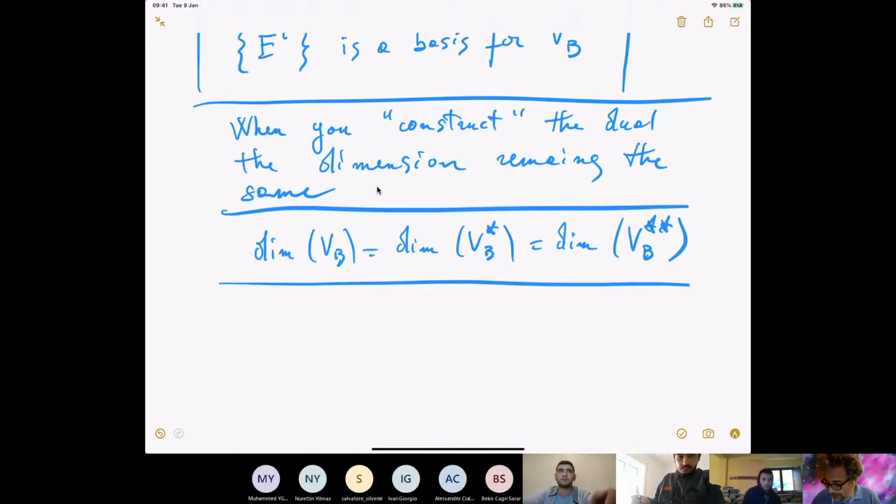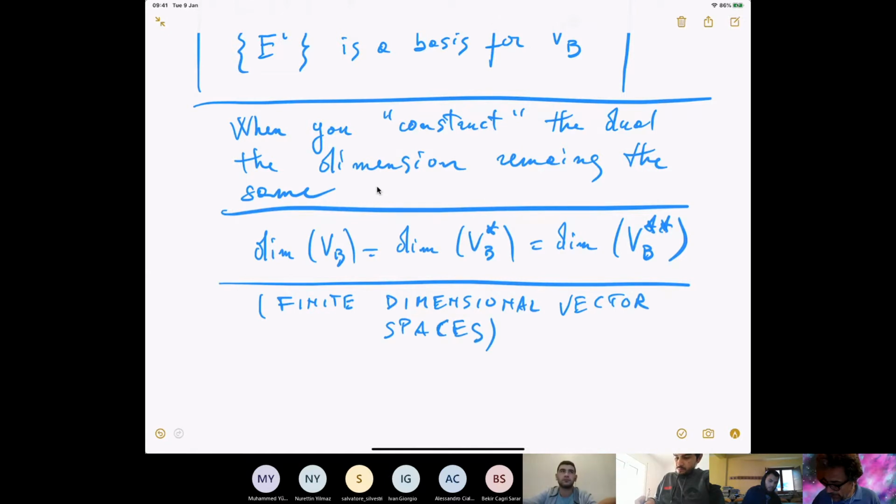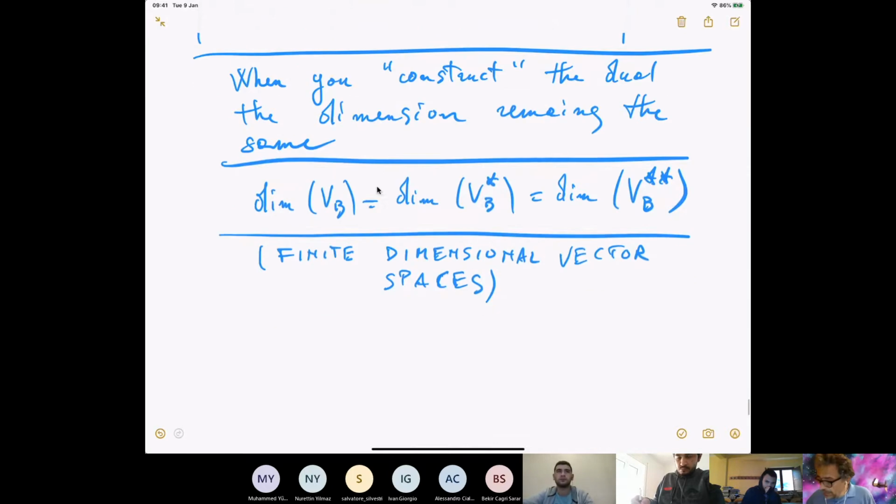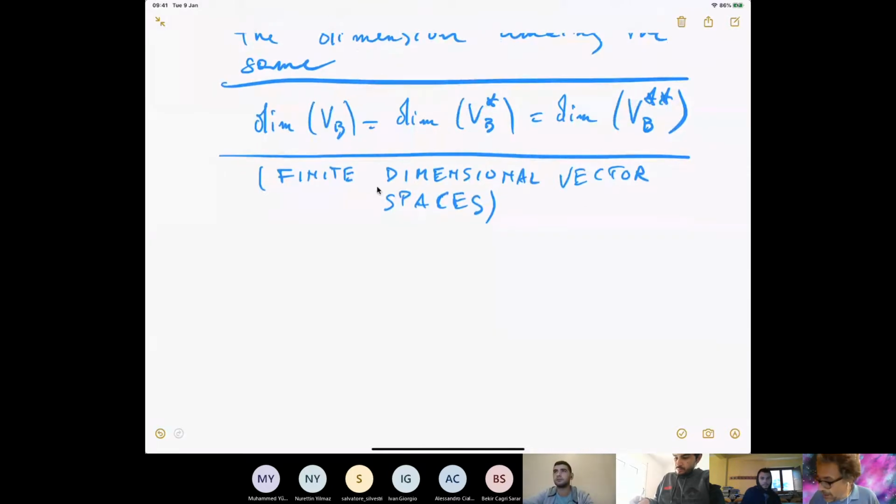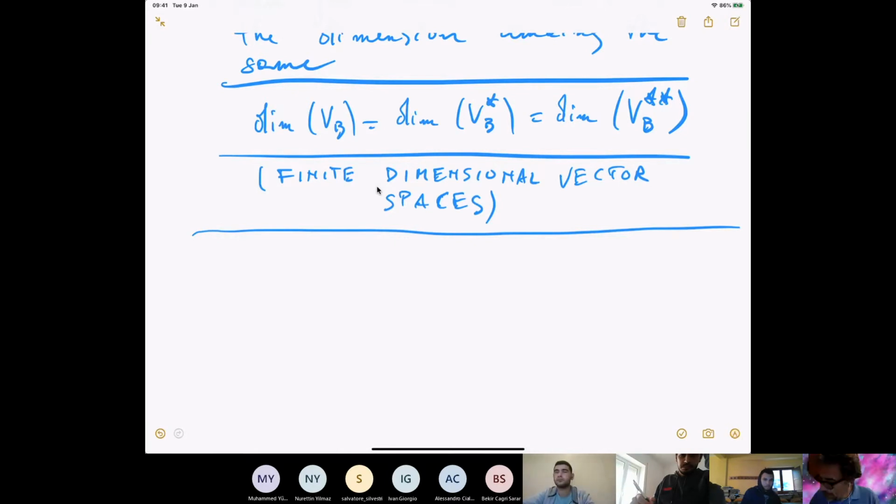Of course, we are dealing with finite dimensional vector spaces. In the case of infinite dimensional vector spaces, the situation is much more complicated than this. But for the moment, we are ignoring this. Okay.